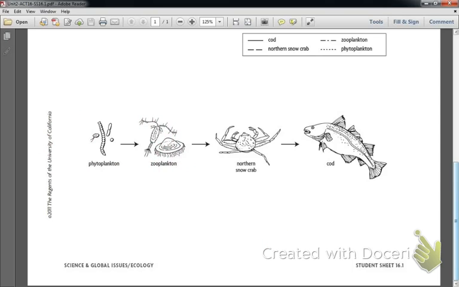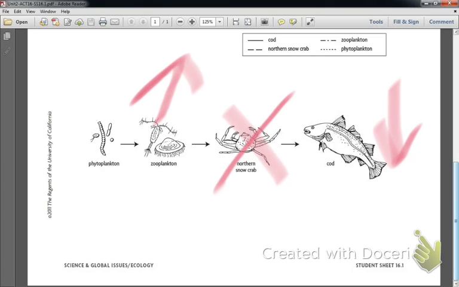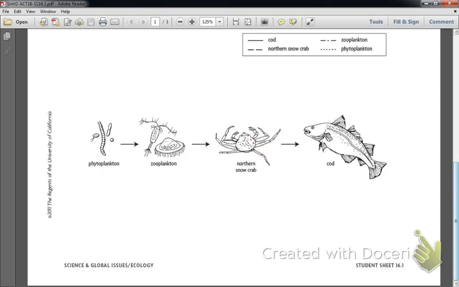If I kill off the northern snow crab, what happens to the cod? They go down. What happens to the zooplankton? It goes up. What happens to the phytoplankton? It goes down. Is that not what our graph is telling us? It is, right? Okay. So it is sustainable.